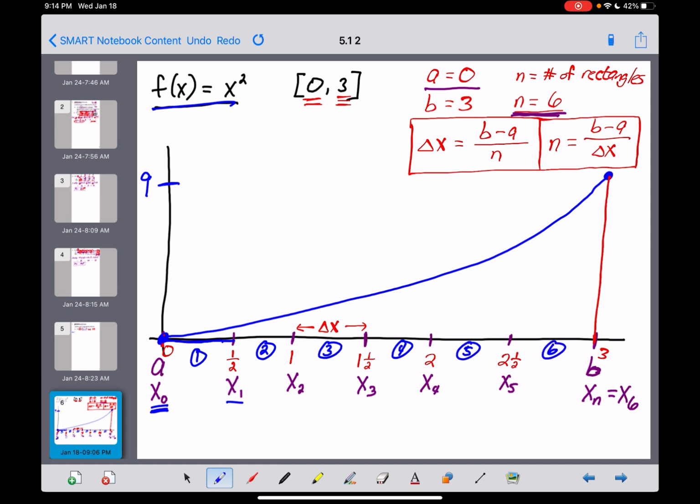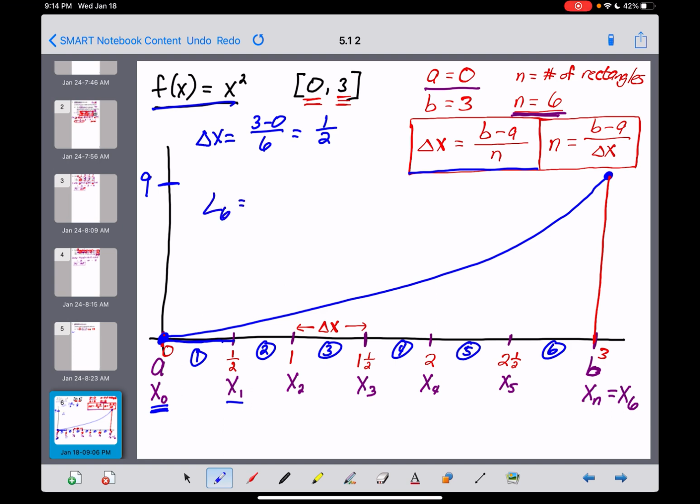What should happen, despite my bad drawing right here, is that the delta x value should always remain constant. And in this example, delta x is b minus a, that's 3 minus 0, all over n, which they told us was 6. And that's how we got 3 over 6, or 1/2, for the width of each one of those 6 rectangles. So when we go to find the area of each one of them, we're going to be multiplying base times height. So don't write this down.